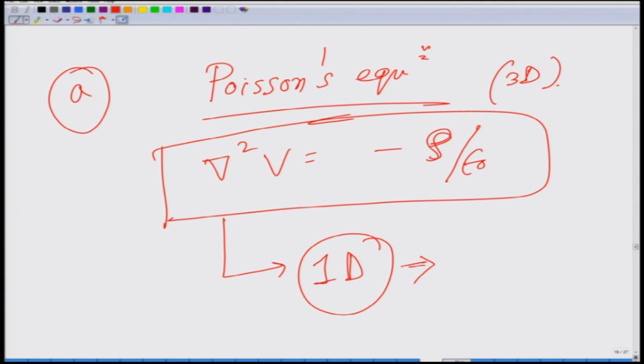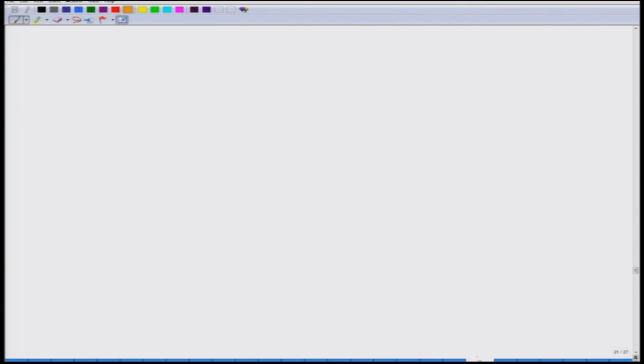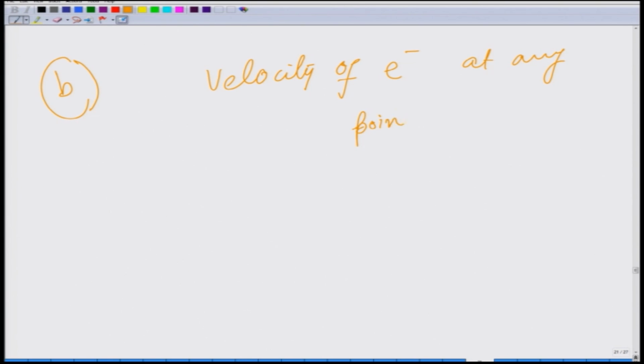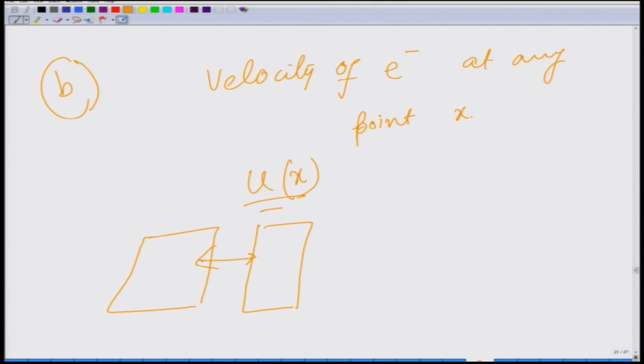Let us now move on to the second part of the problem. In the second part, what we have to do is find out the velocity of the electron at any point, say x. I call the velocity u(x). So, I want to find out the velocity at any point x, d being the total separation between these two plates.